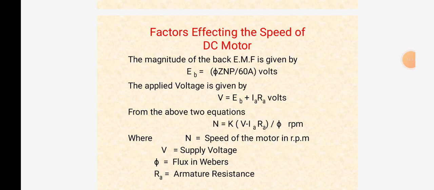In this, K = 60A/ZP is a constant value, and Ia is the armature current, Ra is the armature resistance, V is the applied voltage, φ is the flux per pole in the motor, A is the number of parallel paths, Z is the number of conductors. So, this is the basic equation of speed.